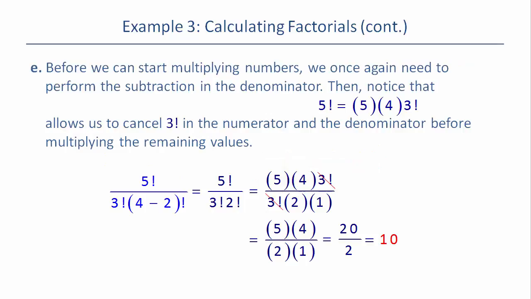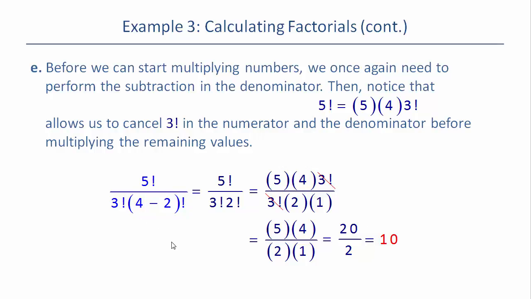Okay, our last example, 5 factorial over 3 factorial, and then 4 minus 2 factorial. Well, of course, 4 minus 2 becomes 2. The 5 factorial is 5, 4, 3, 2, 1, and the 3, 2, 1 and the 3, 2, 1 cancel. And then you're left with 5 and 4 and 2 and 1. 20 over 2 reduces down to 10.